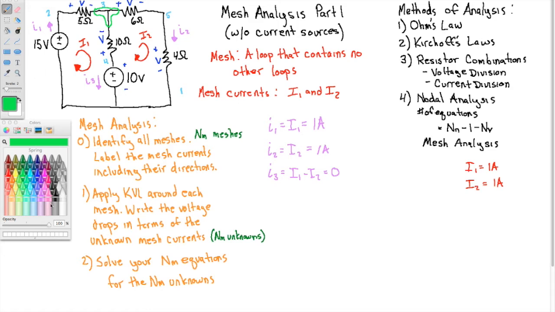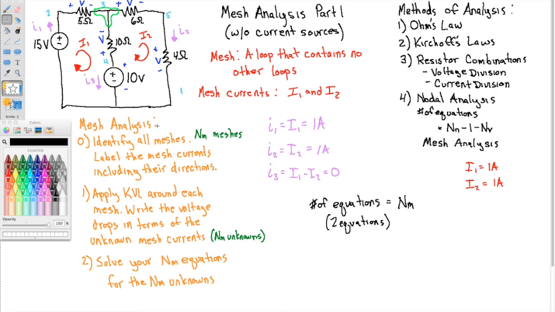Okay, so just to summarize, this took 2 equations. The number of equations was equal to the number of meshes. Right? 2 equations in this case. And remember, we said nodal analysis in this problem would have also taken 2 equations. So they're about equal in this particular example. Let's look at another example. So I'm going to delete all of this here.